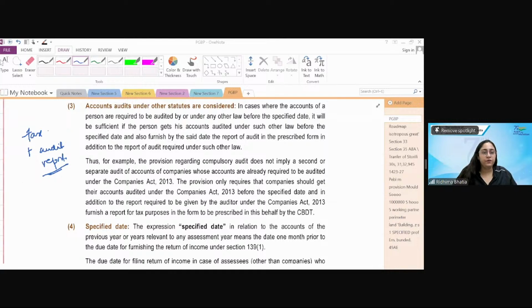But if you are an SSE who is not required to be audited under any other law, then the tax auditor has to comment upon the true and fair position of the financial statements. Okay? Before they go ahead. If you're there, then you have to attach the audit report. अगर कोई और audit हो रहा है, if not, then you have to comment upon the true and fair view of the financial statements. Simple.